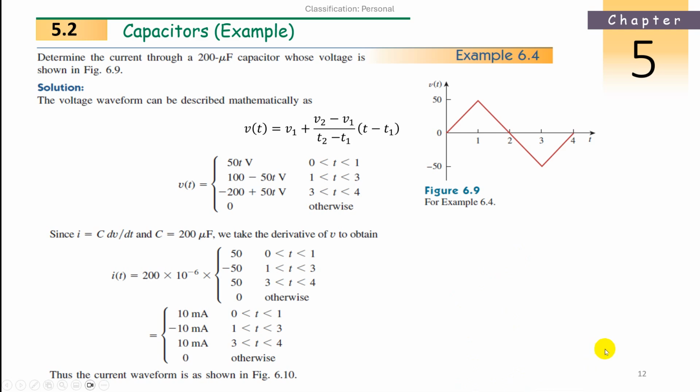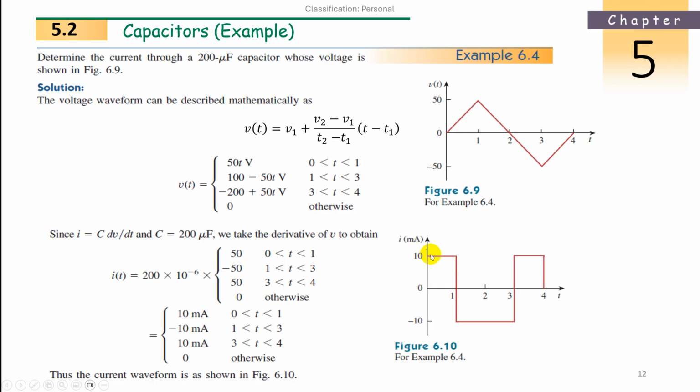Next, 1 to 3, how much? Minus 10, that's also a constant. There is no t value there. So that's constant. Next, 3 to 4, how much? 10 milliamperes, that's also constant. So how the wave will be? See. 0 to 1, how much? 10 milliamperes constant. Next, it is going directly to minus 10. Down. It is going to minus 10 and it is constant till t is equal to 3. Till 1 to 3. Then again, from minus 10 it is going to plus 10 and constant till t is equal to 4.